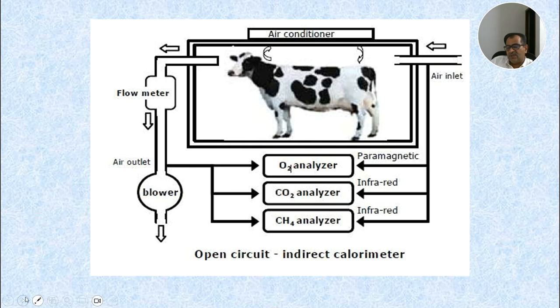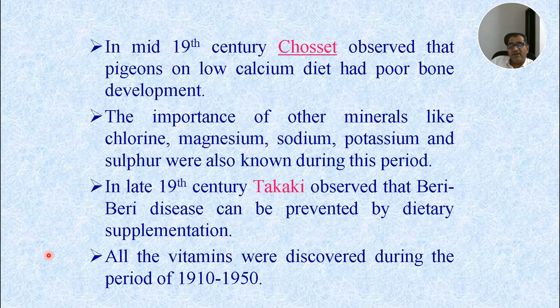Then the science advanced; it is not static. Then in the mid 19th century, Gosset observed that pigeons on a low calcium diet had poor bone development. So calcium was also known as a nutrient material, and Gosset observed the pigeons. They had poor bone development with low calcium.